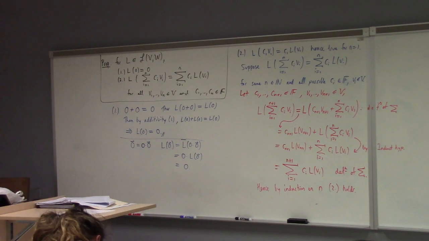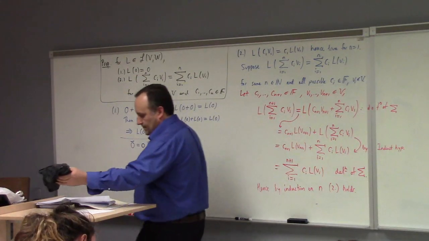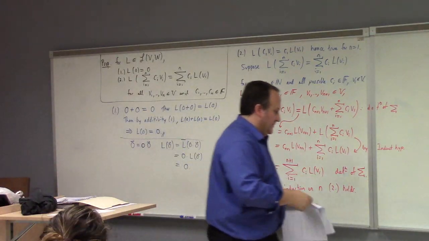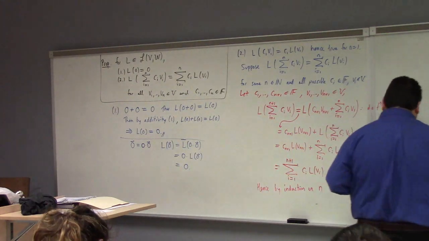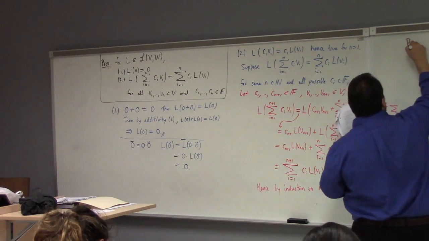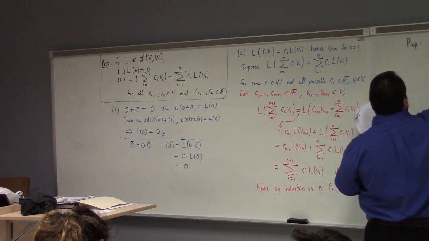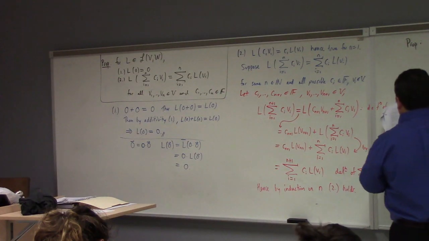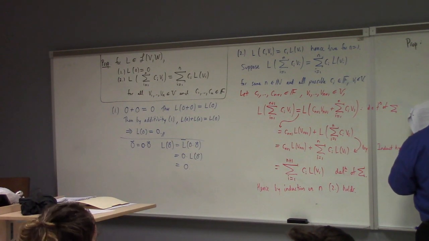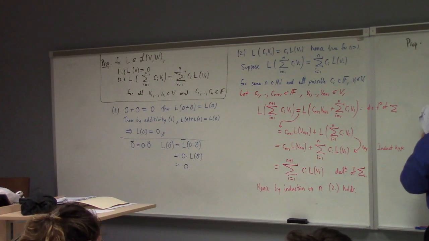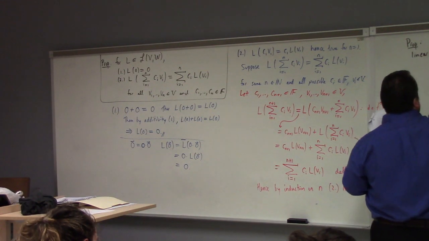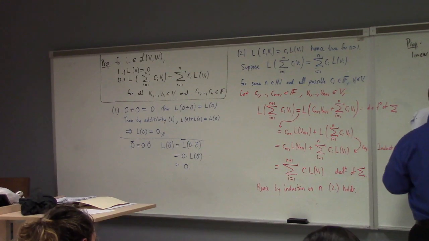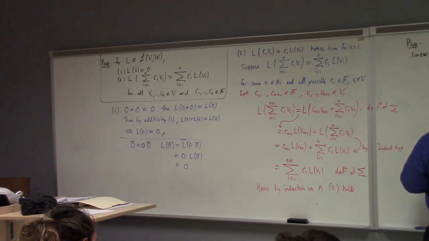So with that in mind, the next result will be very unsurprising, which is: proposition. Let L be an element of the linear transformations from V to W. If S, a subset of V, is linearly dependent, then L of S is linearly dependent.